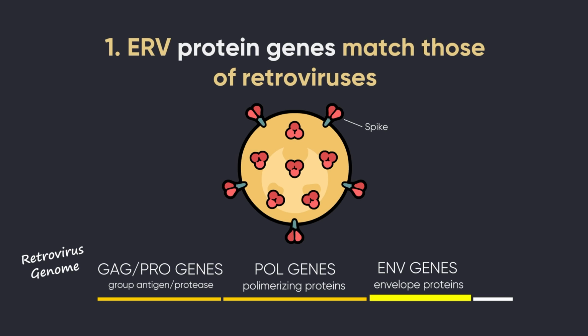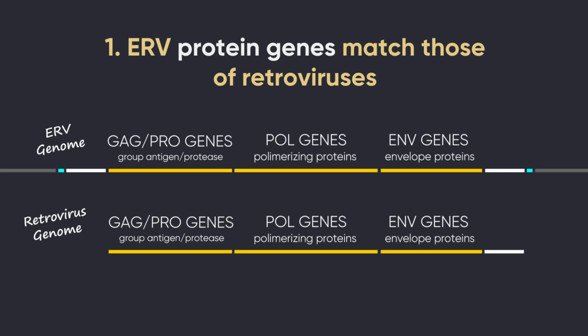These are the things that are on the outside of something like the coronavirus, and HIV has them, the flu has them. They are the things that stick to your cells and allow the virus to break into those cells. They stick to the outside of your cells and help it get inside. There's a bunch of different envelope genes that are coded for in a retrovirus genome. And all of those are also found in ERVs.